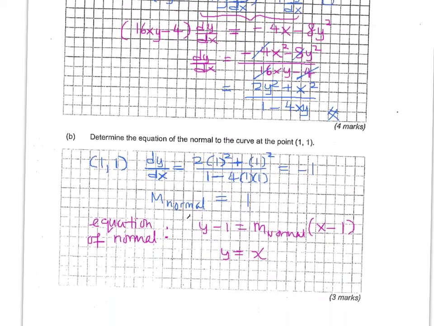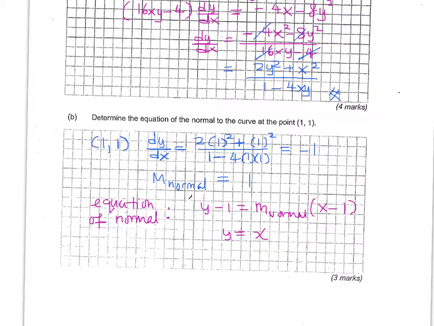Then to determine the equation of the normal, well, just 3 steps really. First, you need to find the gradient of the normal. So you use dy dx, plug the values x equals 1, y equals 1 into the expression and get -1. But of course, the gradient of the normal is -1 over this value. So you get this. In case you're not too sure, it means that it is -1 over m. That would be the gradient of the normal.